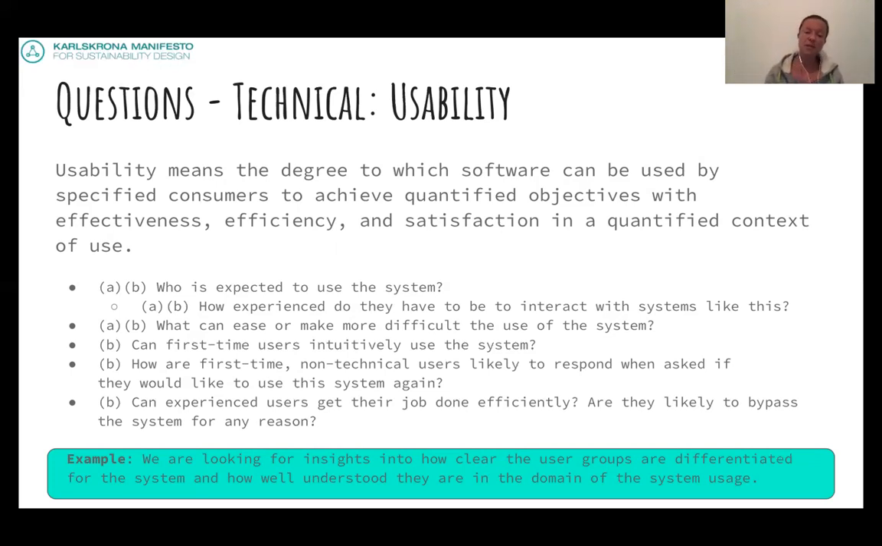So we're looking for insights into how clear the user groups are differentiated for that system and how well understood they are in the domain of the system usage. Hit pause. Consider.